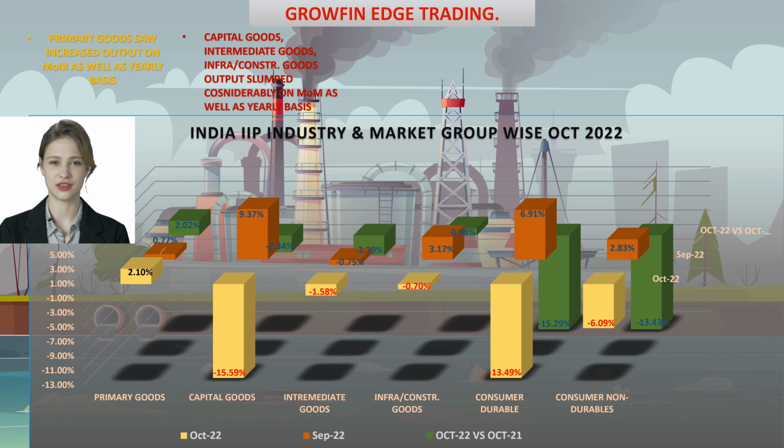Consumer durable goods production decreased by -13.49% in October 2022 versus 6.91% in September 2022 and versus -15.29% on yearly basis, indicating consumer durable goods saw acute contraction both on month as well as yearly basis. Consumer non-durable goods output decreased by -6.09% in October 2022 versus 2.83% in September 2022 and versus -13.43% on yearly basis, indicating consumer non-durable output also continued to show acute contraction both on month as well as yearly basis.